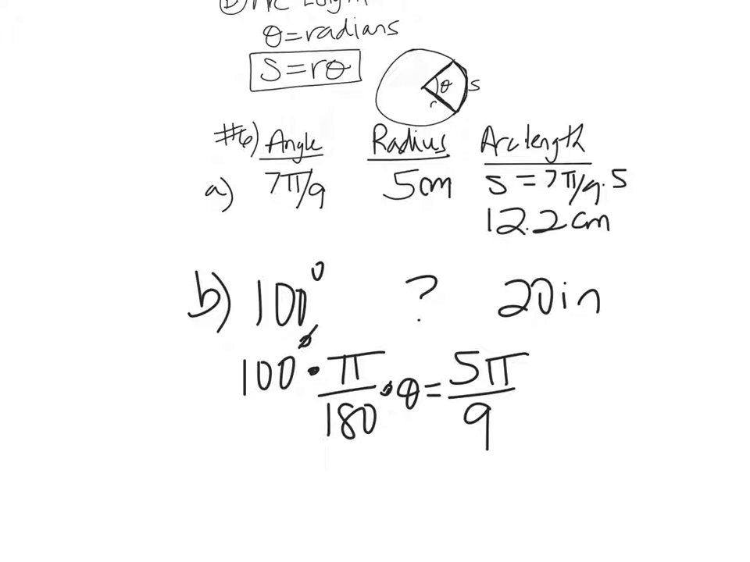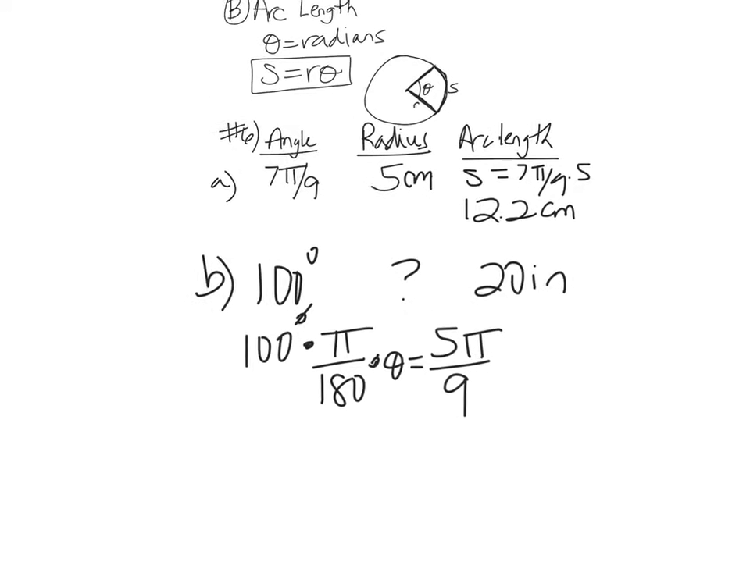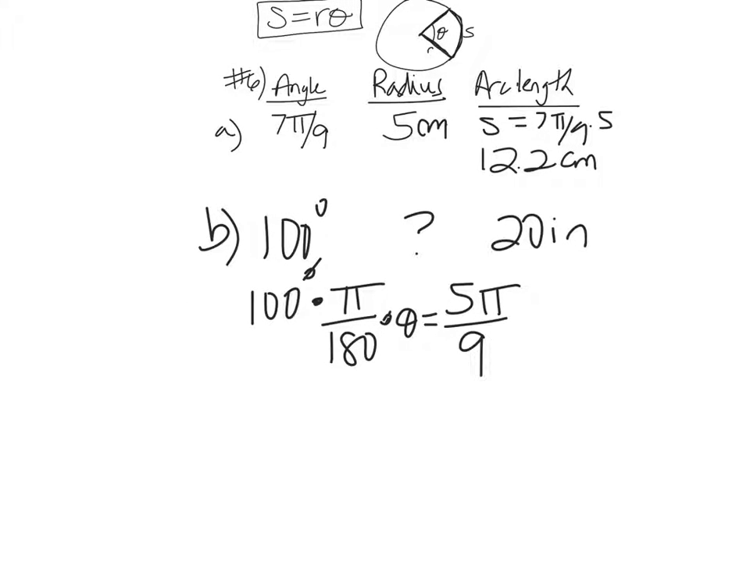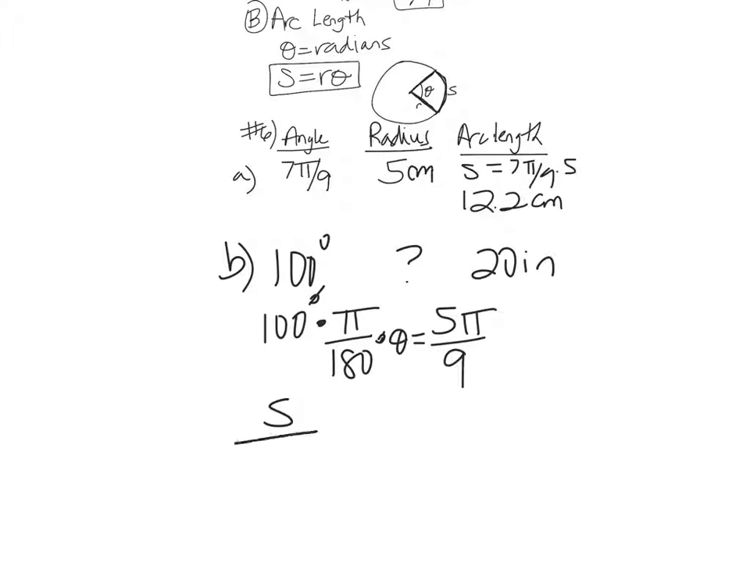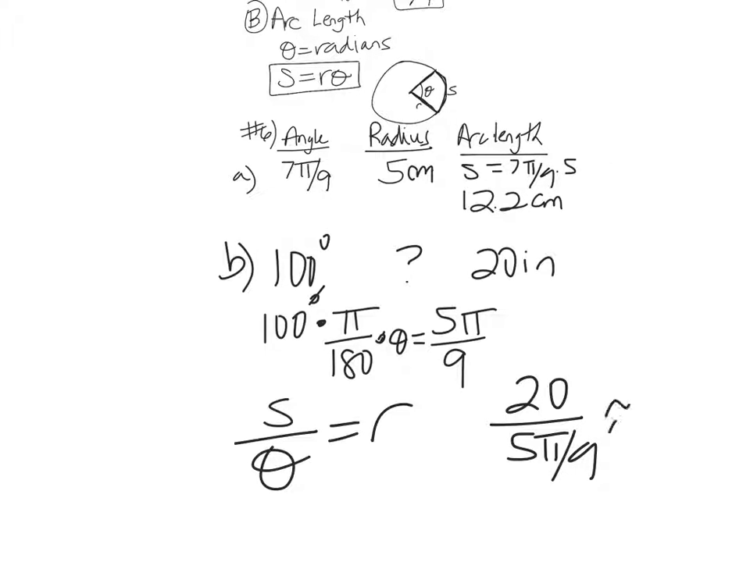And we're trying to find the radius here. So we're really going to do arc length divided by the angle is equal to radius. Decimal would be perfect. So 20 divided by 5 pi over 9. Pretty gross, huh? 11.5? Anybody else get that? Yep. Me too. 11.5 inches.